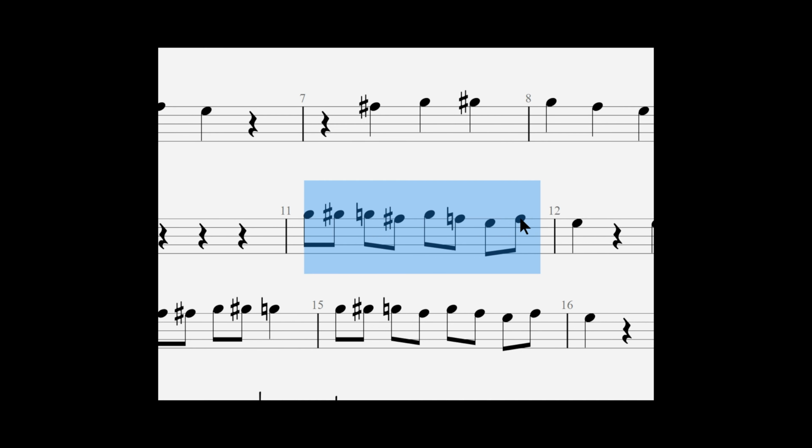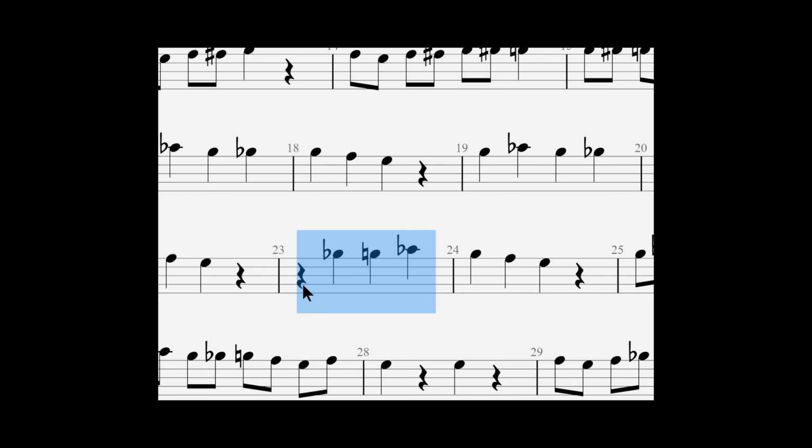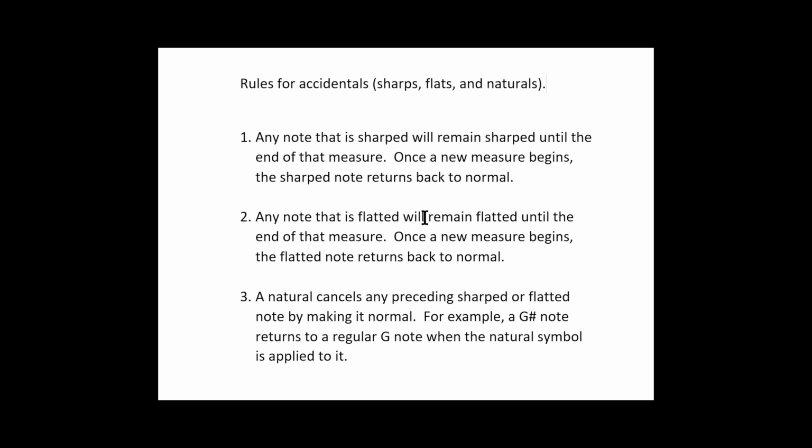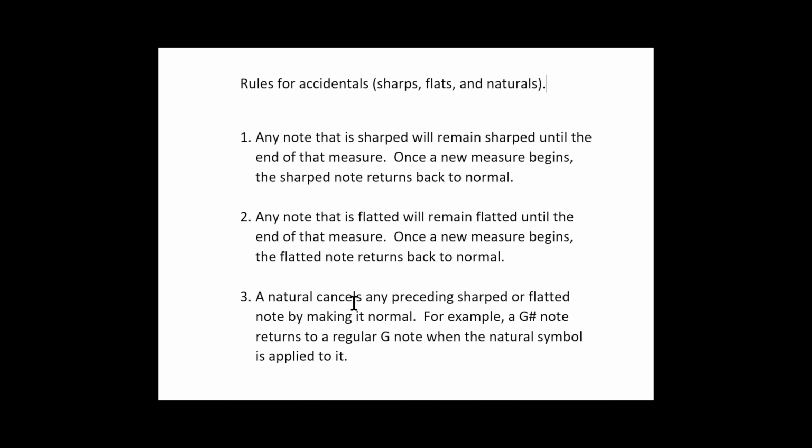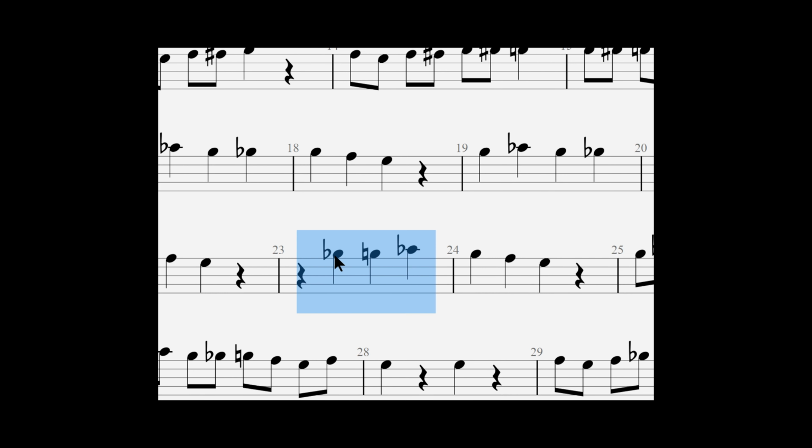It's the same thing. Measure 23 starts off with a quarter rest on count 1, and then it moves to a G flat. That's rule number 2 that states that any note that is flatted will remain flatted until the end of the measure. So that would normally be the case. Normally we would call this a G flat. But rule number 3 happens, and that is the natural symbol. And that's rule number 3, which says a natural cancels any preceding sharped or flatted note by making it normal. So we're going from a G flat up to a G natural. You can call this G natural or just G.